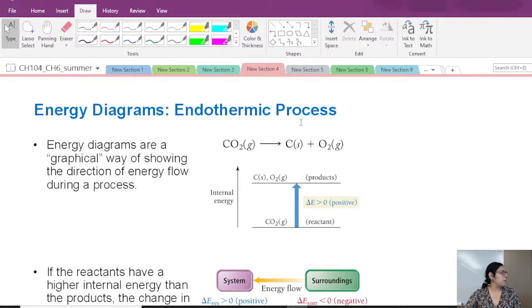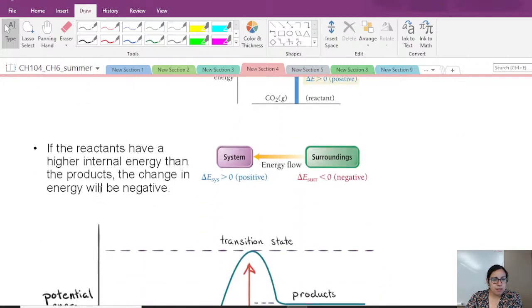Again, this probably is not observed. And if we have reactants that have a higher internal energy than the products, the change in energy will be negative. So hence, the surroundings has to supply some energy flow. So it's going to feel cold to us. We're holding an endothermic reaction.